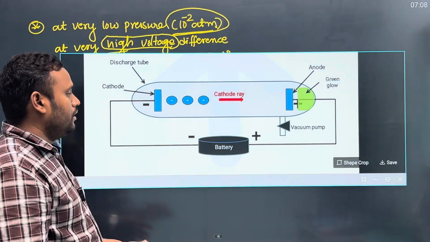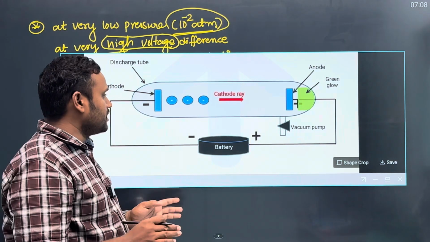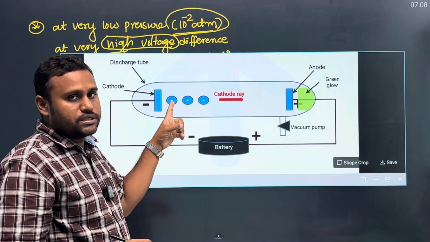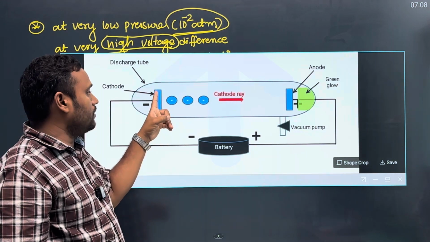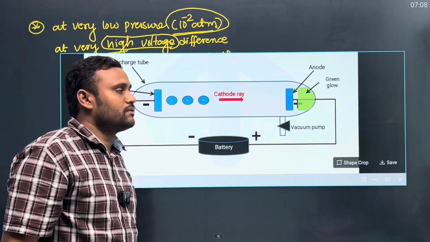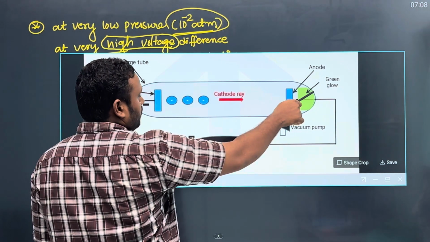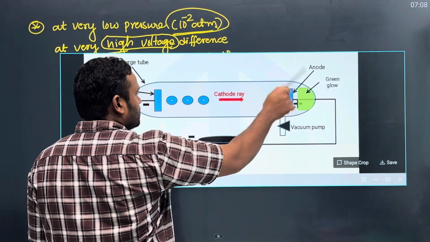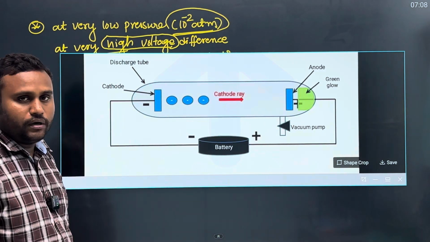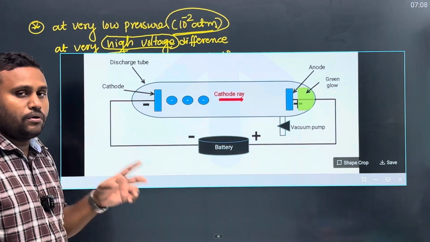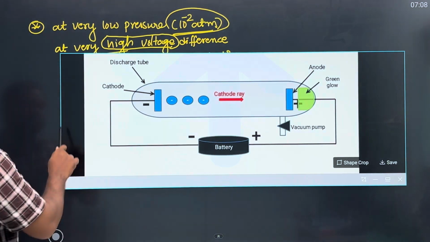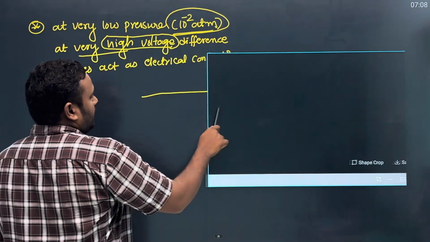When he did this experiment in this discharge ray tube, what he observed was the release of some invisible rays from the cathode, traveling towards the anode, and when they touched the zinc sulfide screen, they gave some glow. Okay, so let us see.